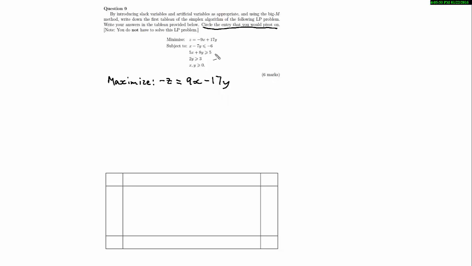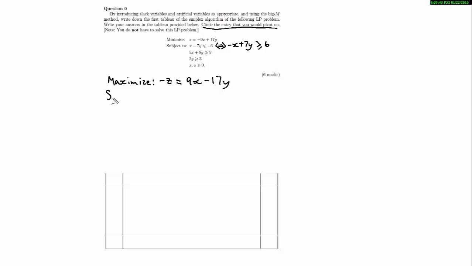Okay, so firstly, we have a look at these numbers on the right hand sides of these signs, and we want them to be non-negative numbers. So that means this first constraint has to be rewritten, and we do that by multiplying both sides by -1. So we have minus x plus 7y is greater than or equal to 6. Okay, so now each of these numbers are non-negative numbers on the right hand sides of the greater than or equal to signs. So now we want to change these greater than or equal to signs into equal signs. And we do that by introducing our slack variables and artificial variables.